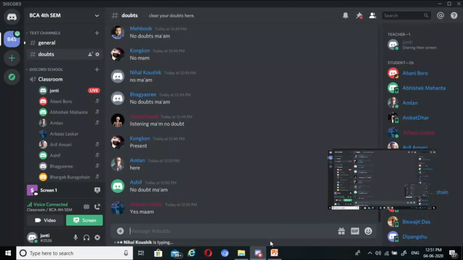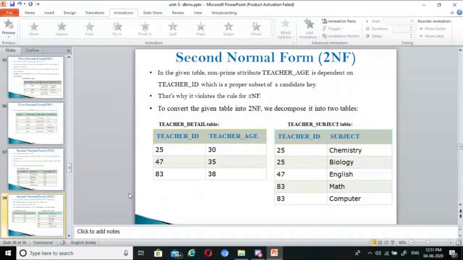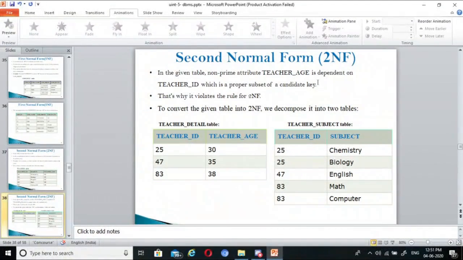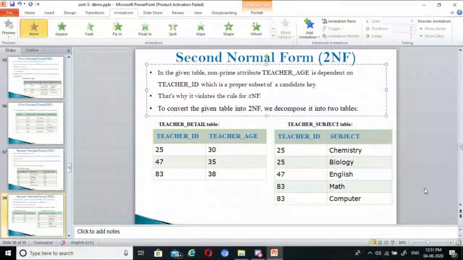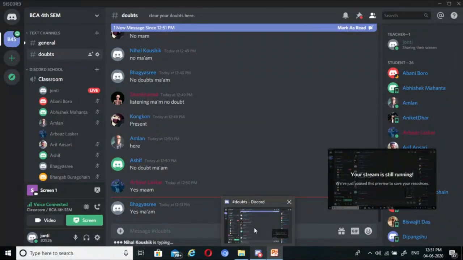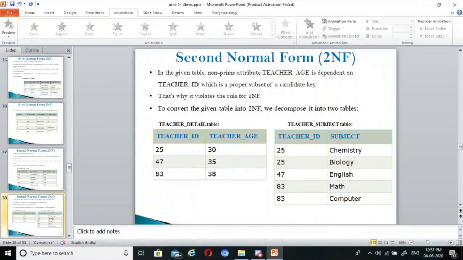Yes, ma'am, only one student. Okay, so today's class I'll stop now here itself, because third normal form and the others I will discuss in the next class. Yes, I have some more work. I have to leave a little early.